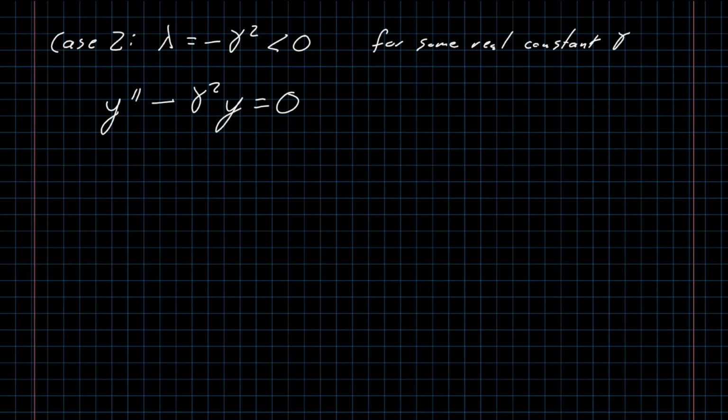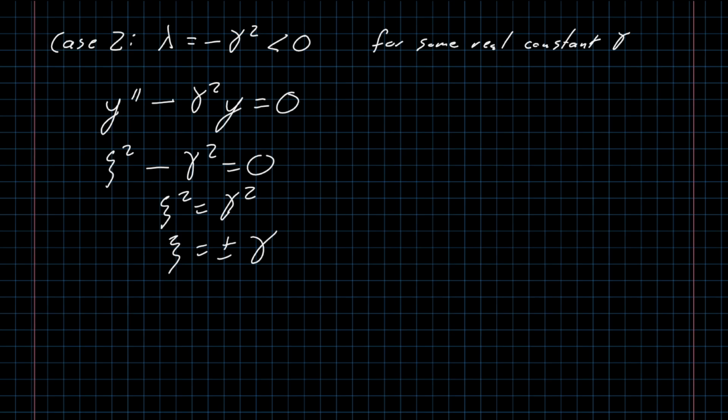With that, in this particular case, we are left with a second order linear homogeneous ordinary differential equation. We can solve that using the method of characteristics. C squared minus gamma squared is equal to 0, which means that C squared is equal to gamma squared, which means that C is equal to plus or minus gamma.